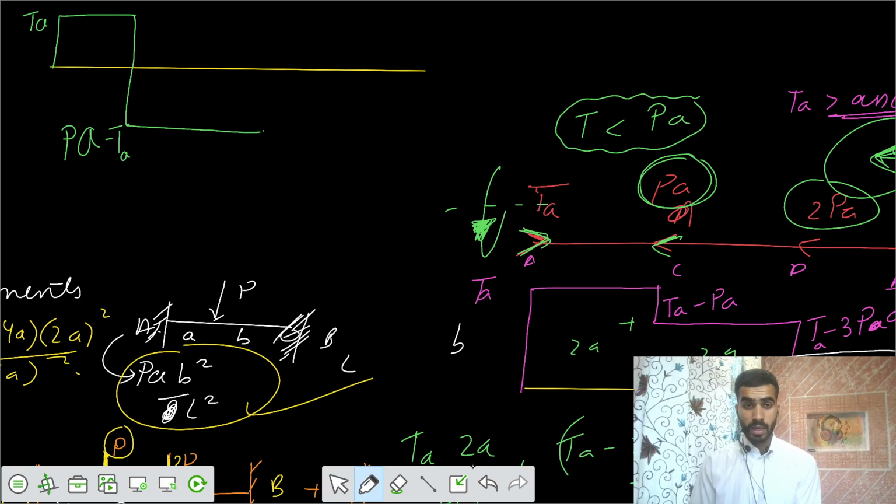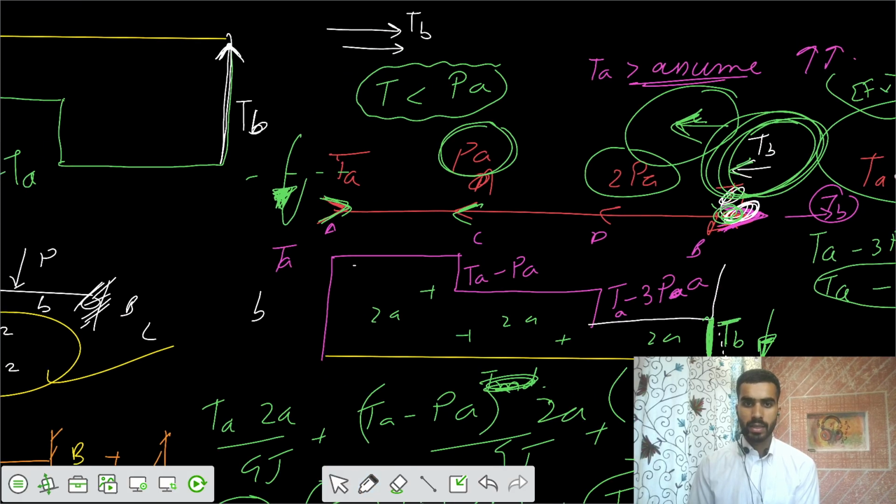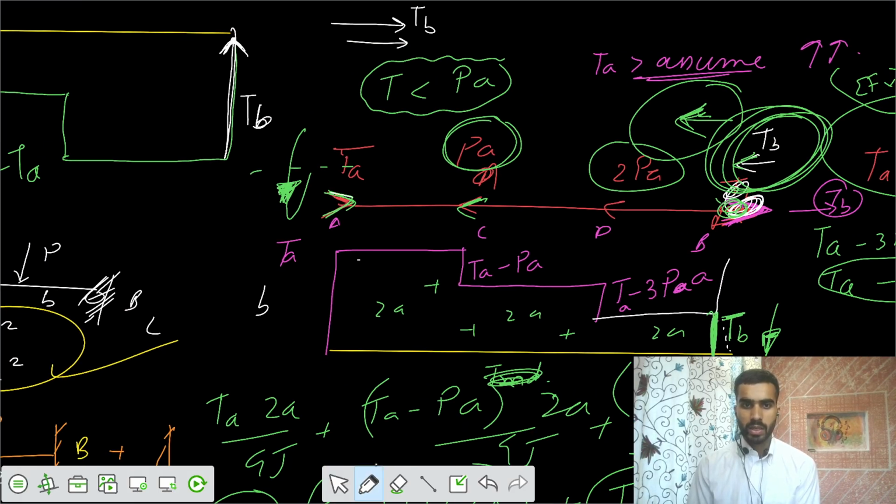So if I have that one also, I would go one more time and write 3PA minus TA, and that we have the final value. Then I have to assume that to make the final TMD come to 0, there is some positive value of TB such that its arrow is in the same direction of traverse. So there is some TB in this direction.